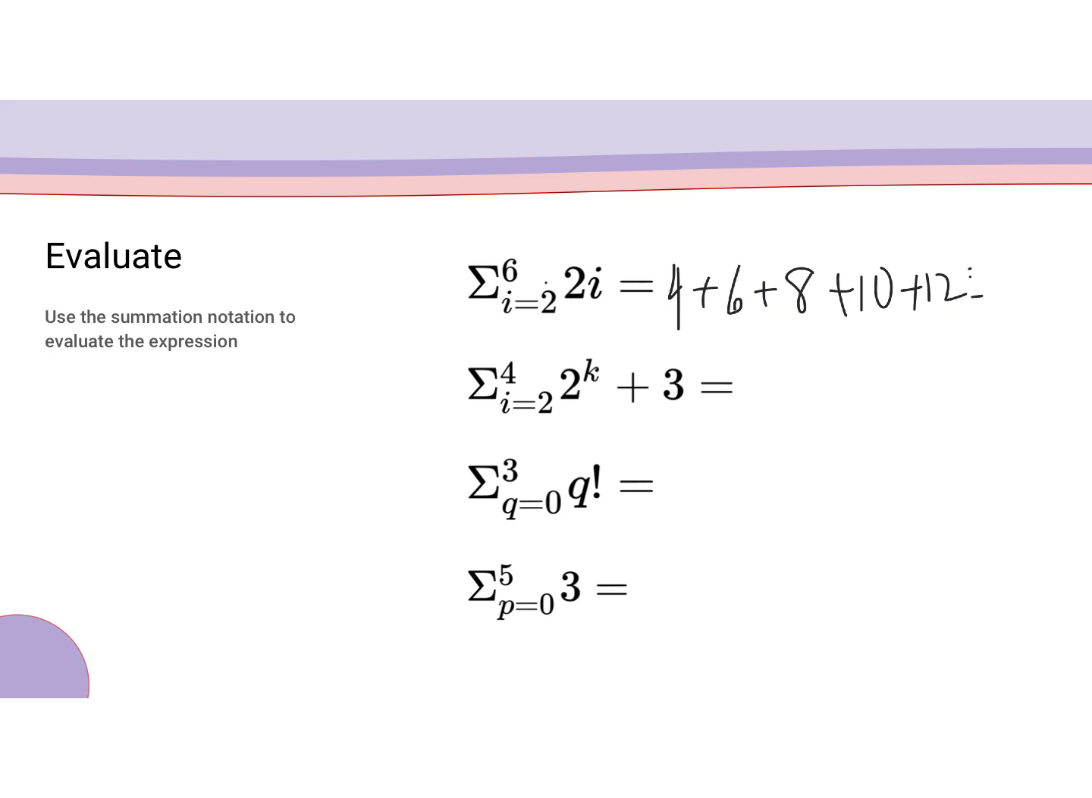And the next one, 2 squared is 4, plus 3 is 7. Then 3, 2 to the third is 8, plus 3 is 11.